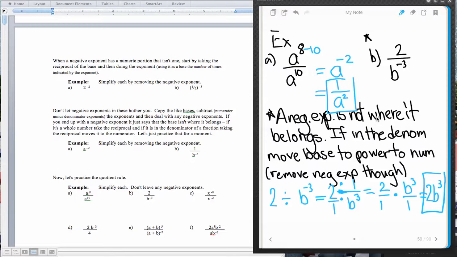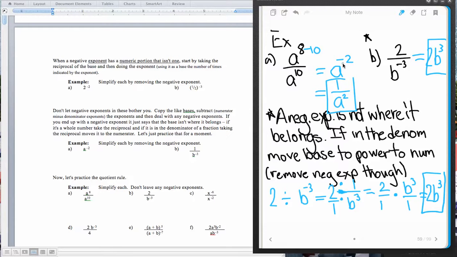Well, here's the shortcut. A negative exponent's not where it belongs. Period, end of sentence. If it's in the denominator, move the base to the power in the numerator and remove the negative exponent. Or if it's in the numerator, move it to the denominator. So shortcut here, negative exponent in the denominator, 2 times b cubed in the numerator. Nothing happens to the 2 though. Be really careful of that. I'll see students move this 2 down to the denominator and the b cubed up to the numerator. The 2 doesn't have a negative exponent, so don't touch it.